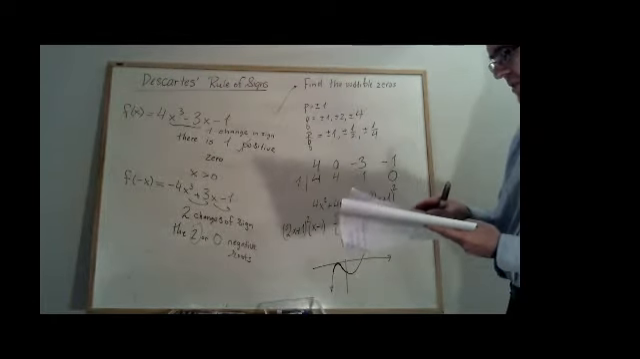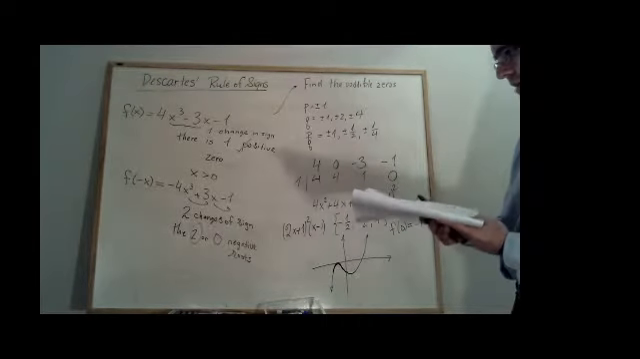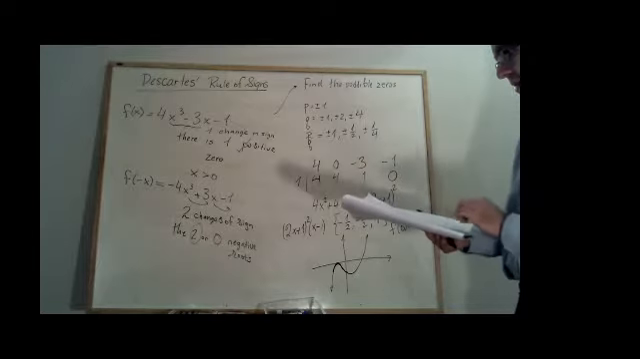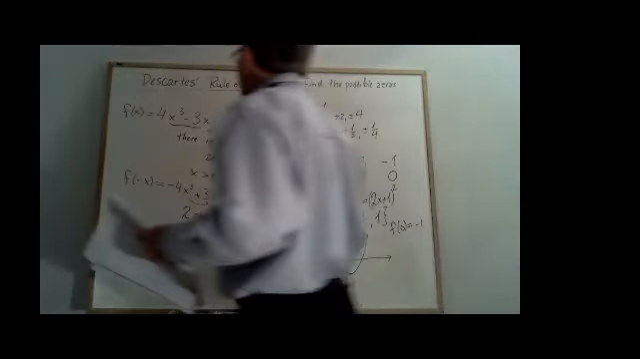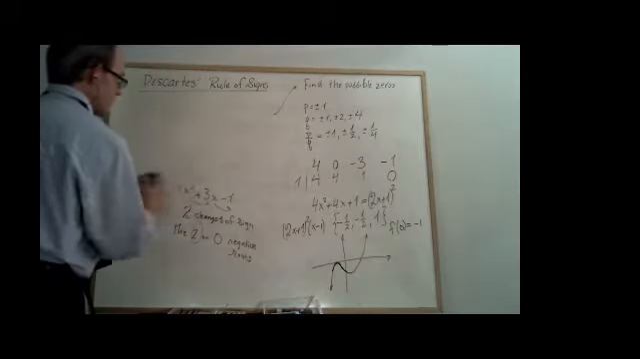Find the zeros of the polynomial function with complex zeros. All right, so this is example 6.